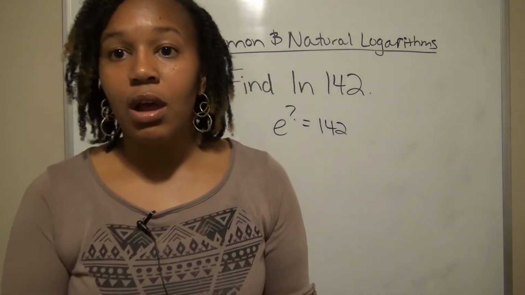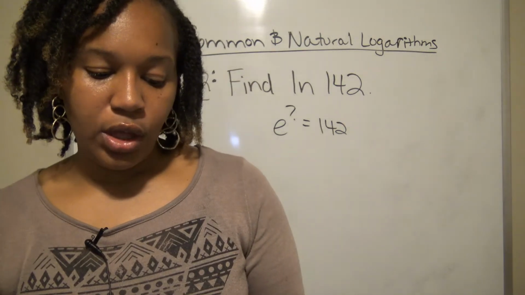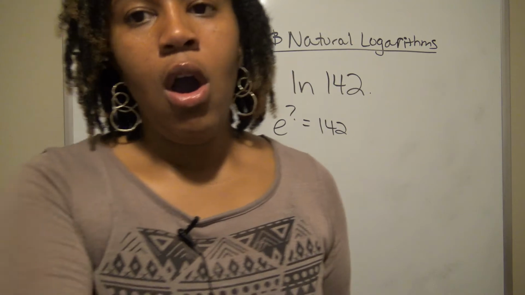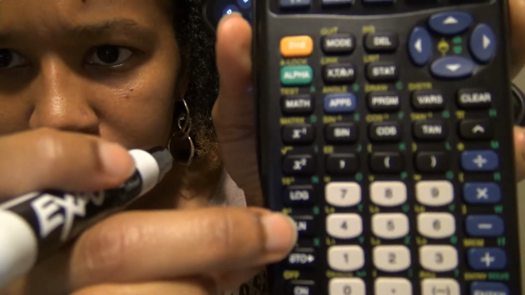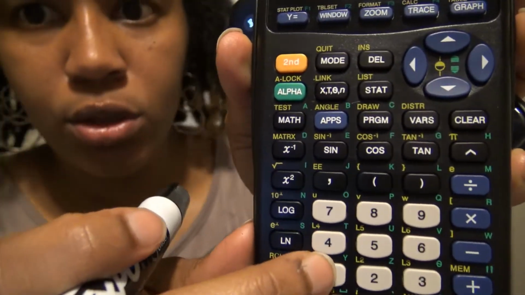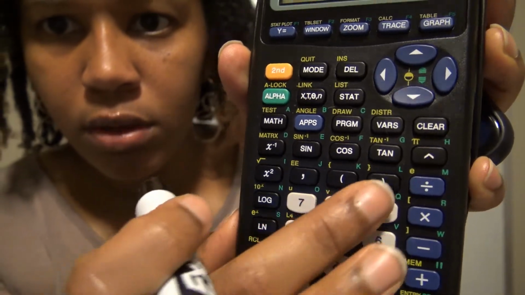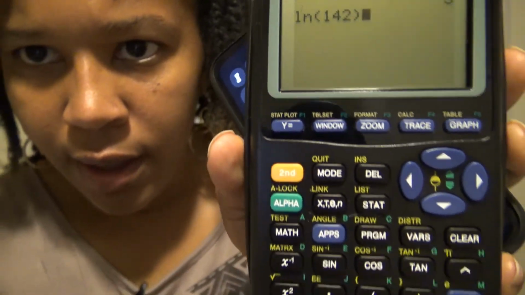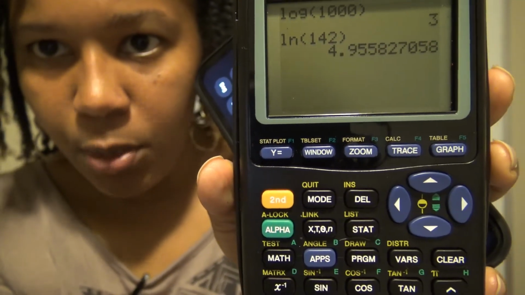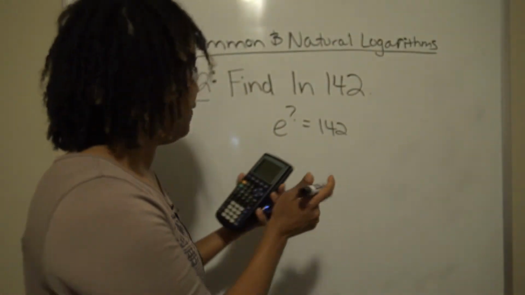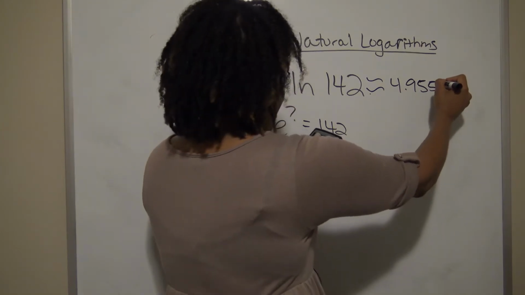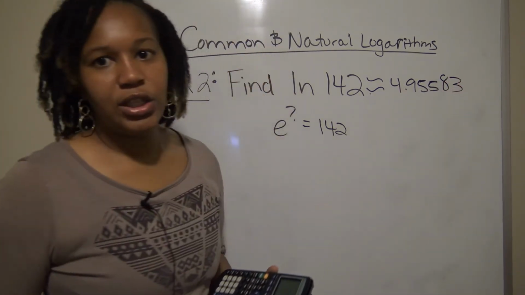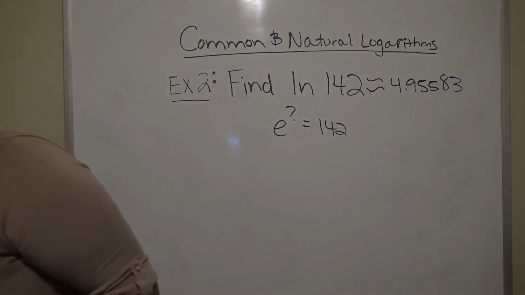However, since there's a natural log button on your calculator, you can use your calculator to just plug this in. So on my TI-83, I would just do the natural log button, and then 142, and then close the parentheses, and then hit enter. And you get approximately 4.9558. So approximately 4.95583, depending on how far it tells you to round to, you could do it that way.